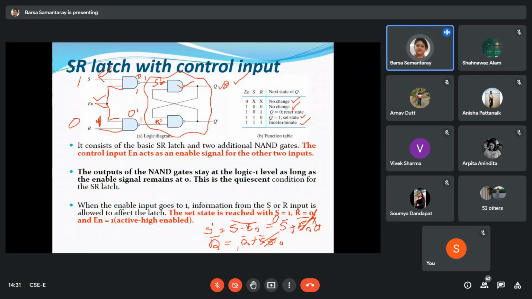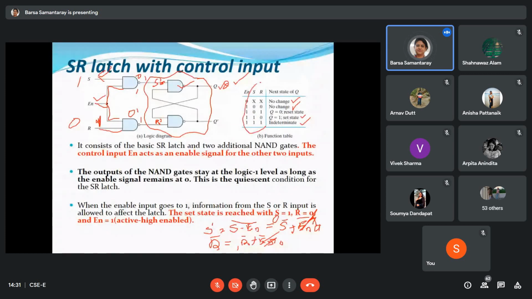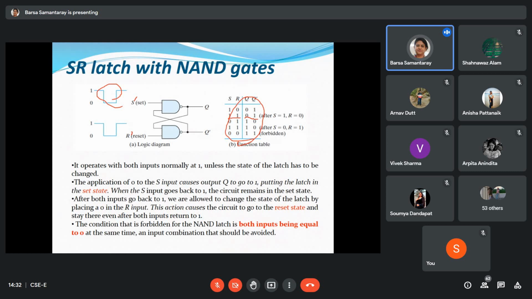So same thing, whatever may be the truth table of this latch, the same thing is the truth table of your flip-flop. Only the difference is that the enable line is 0, enable line is 1. That means depending upon the enable, this output will change. But here, if the input changes, output changes. Have you understood the difference between latch and flip-flop? Understood? Yes, ma'am.